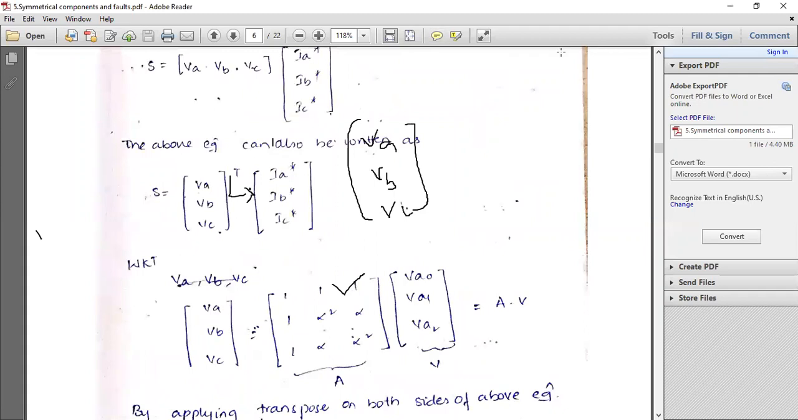Now you see here. Just now I told you that we already know VA, VB, VC is equal to the matrix 1, 1, 1; 1, alpha square, alpha; 1, alpha, alpha square, multiplied by VA0, VA1, VA2. So this I can take as V. But we need the transpose of this matrix.